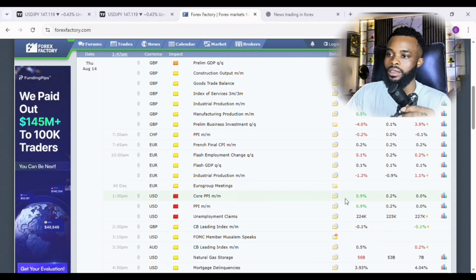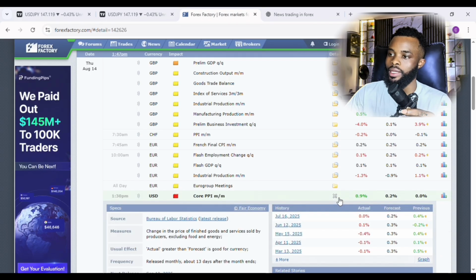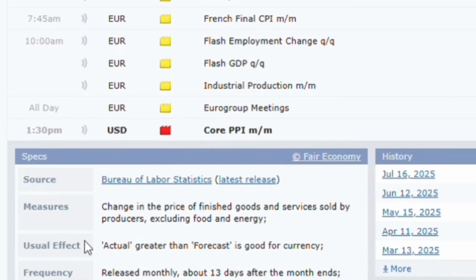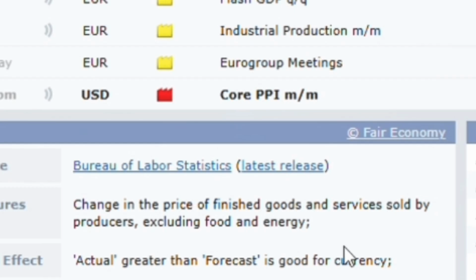Now, let's look at the details of this particular news. The details of this particular news is the usual effect. This is what you should be reading, the usual effect. The usual effect of this particular news says that actual greater than forecast is good for the currency. This means that any actual released in this news must not be less than traders' anticipation, which is the forecast. So if it is greater than traders' anticipation, that means it's going to be good for USD, the currency. That's why it says that actual greater than forecast is good for the currency. So that's what the news says.